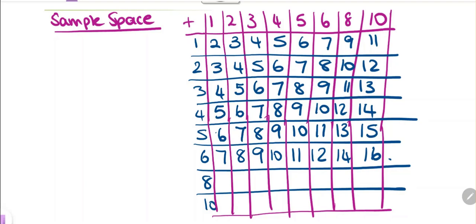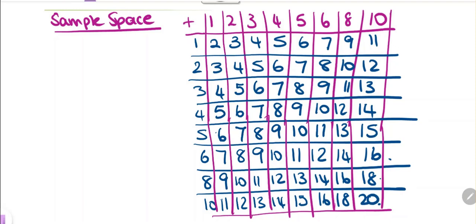So we can see there's a pattern here. 8 and 1, so we've got 9, 10, 11, 12, 13, 14, 16, 18. And then 10 and 1, so we have 11, 12, 13, 14, 15, 16, 18, and 20. So these are all our possible outcomes.